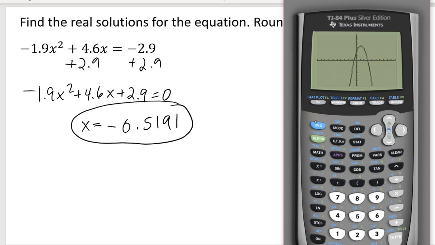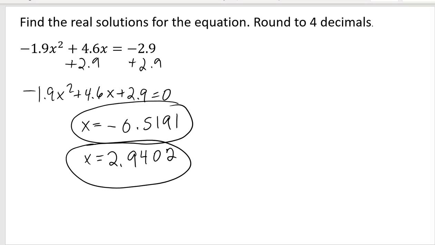To find my other zero, I'm going to repeat the process. I'll say second trace 5. But before I hit enter 3 times, I want to move with my right or my left arrow so that I'm closer to my zero that I'm looking for. And then I'm going to hit enter, enter, enter, and it will find that one. So my next zero is 2.9402. And now I found both zeros.